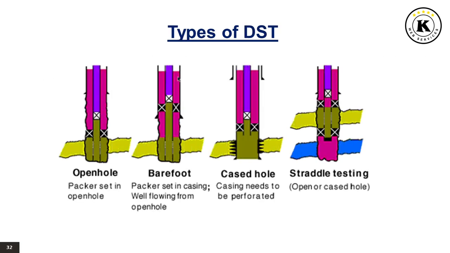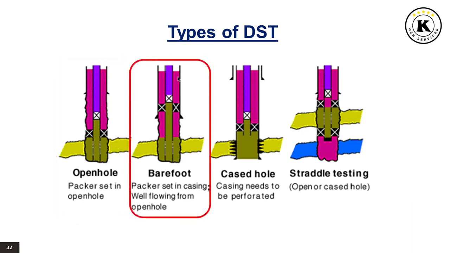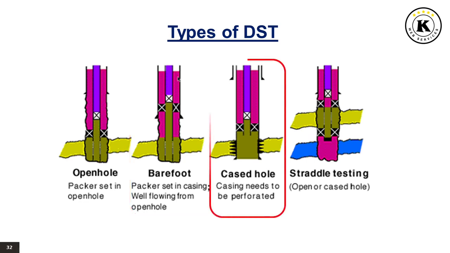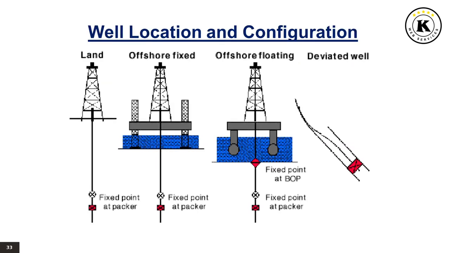There are three main types of DST available. Open hole DST, where packer is set in the open hole section of the well. Barefoot DST, where packer is set in the casing section but the well is flowing from open hole. Cased hole DST, where casing needs to be perforated in order to flow the well. And very rarely straddle DST, used in open or cased hole. Different DST configurations may be used depending on well location and configuration, either for land rig, offshore fixed, offshore floating, or deviated well.